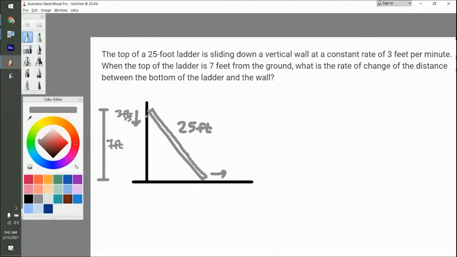It's going to be going that way. As you can see, the top goes down. This part is going to go out. So you can kind of just imagine it. We're looking for this rate right here. How fast is that thing moving away from the wall? You can't solve this with algebra. It'd be nice if you could, but you can't. Okay, because we're looking at instances in time.